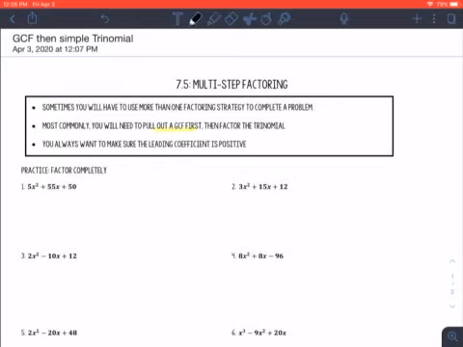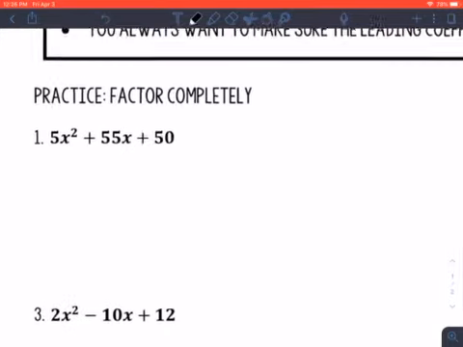So what we're going to do in these practice problems is our first step is going to be to factor out the GCF, the greatest common factor, and then we're going to see that what's left over in that trinomial we're going to be able to factor as well. So it's like a two-part problem. So we need to factor completely.